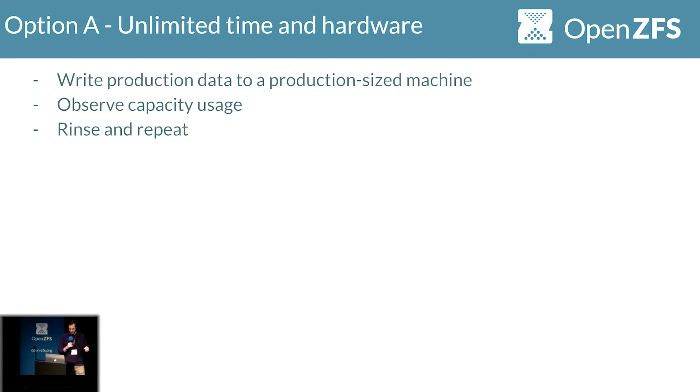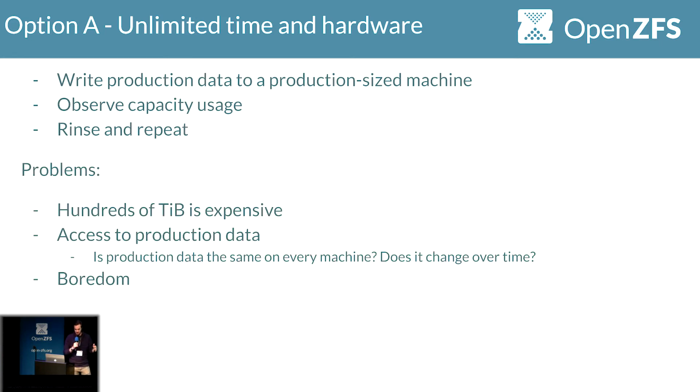So the first, I don't know if you would say the naive solution to modeling out capacity usage is just to use production hardware, write production data to it, and see how much space is used by that. The problem with this is that it's really expensive to get these production size machines, hundreds of terabytes of storage. You can't just take that out of your pocket and start using it. And then you need access to production data. Is your customer going to be okay with you just copying data from production into this other machine that you have to do some analysis? And then also it's super boring.